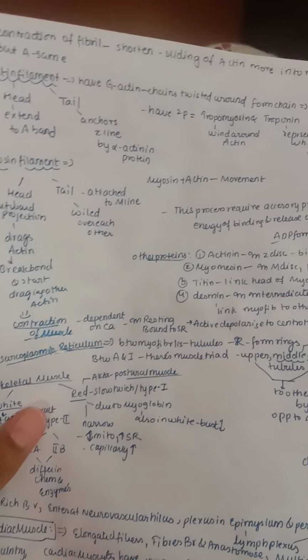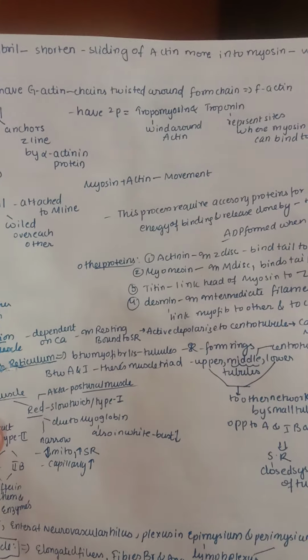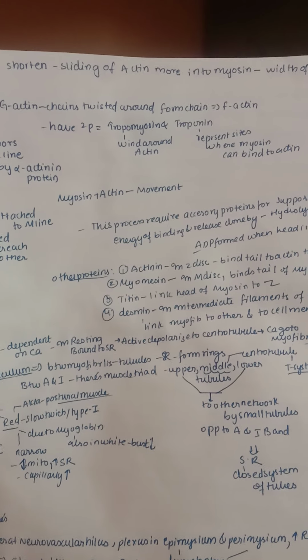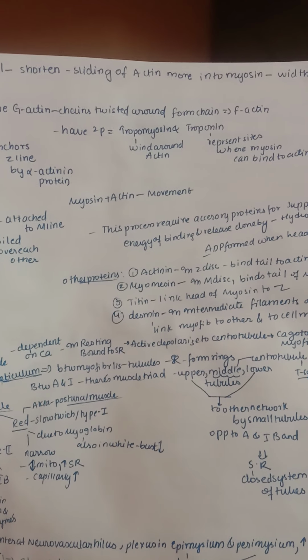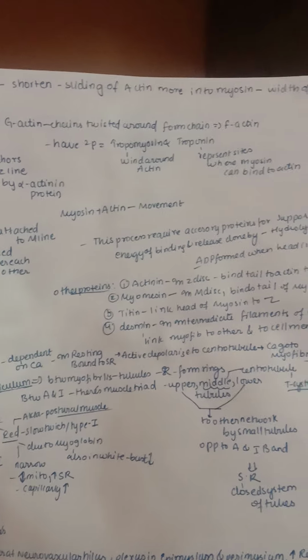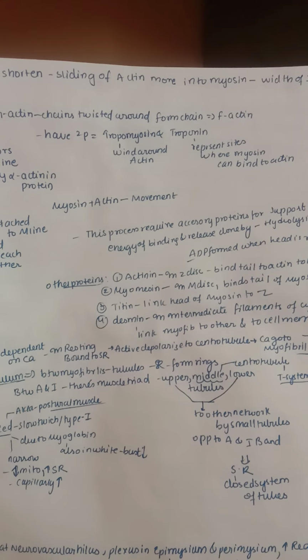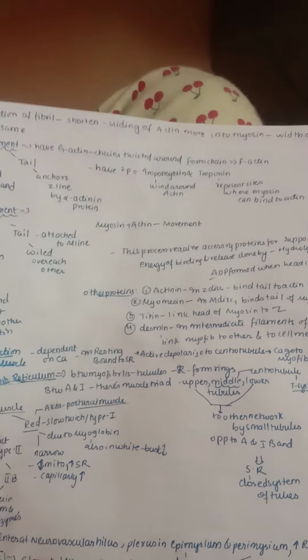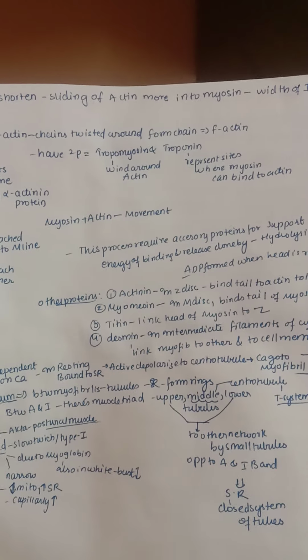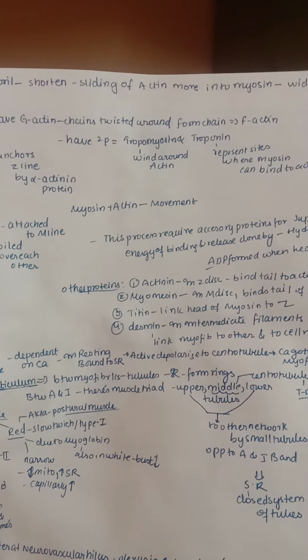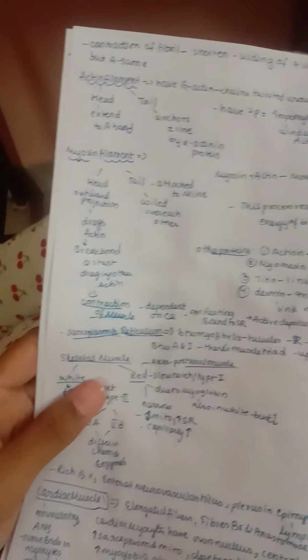And our actin filament has two proteins, tropomyosin and troponin. The tropomyosin is winding around the actin, and the troponin represents the sites where the myosin can bind to the actin. So troponin produces a surface where myosin can bind, and tropomyosin is winding around the actin filament itself.